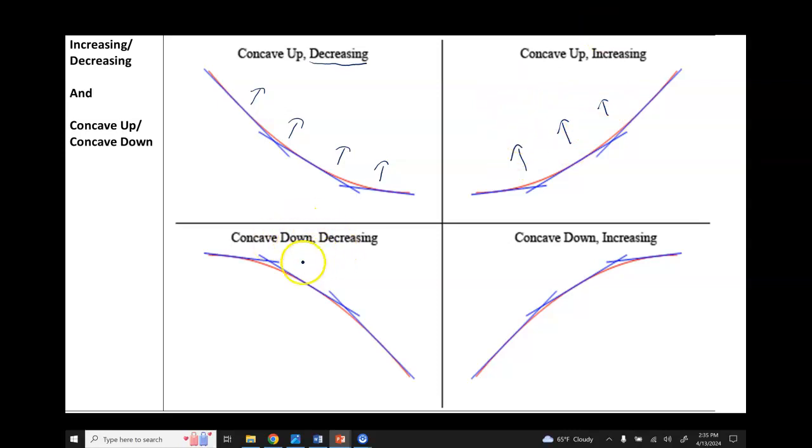Now, in this third part, going from left to right, the function is going down, so it's decreasing, but all the tangent lines are above the graph, which is how we know that it's going to be concave down. In other words, here we're facing down. Here, this last one, the function is increasing because going from left to right, we're going up, and the tangent lines are above the graph. In other words, the graph is facing down, so this is going to be concave down.